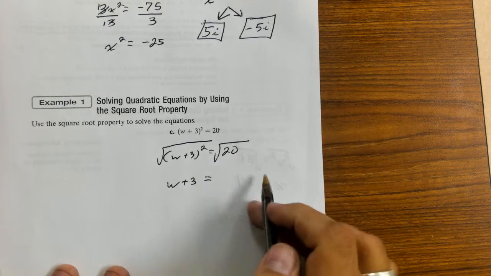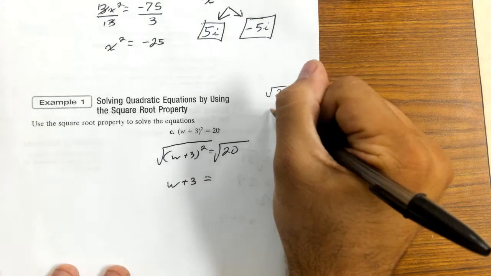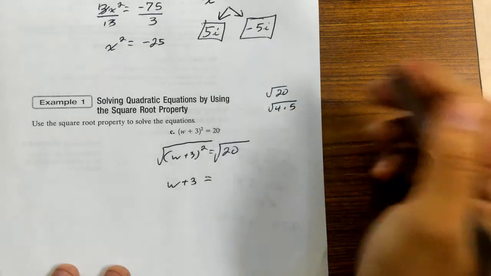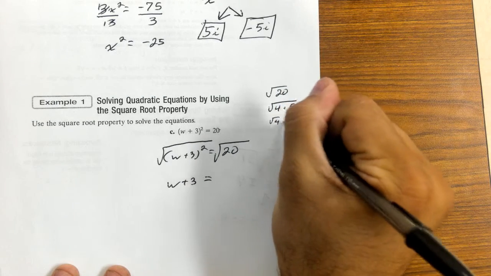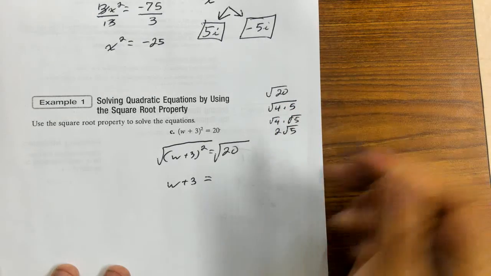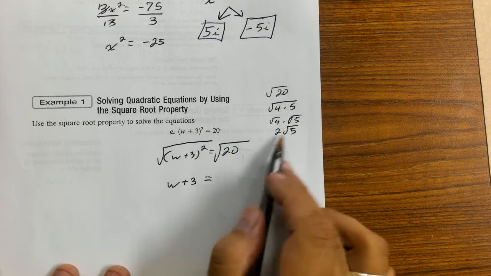And the square root of 20 does simplify. So the square root of 20, if we wanted to simplify that, simplifies to the square root of 4 times 5. And that simplifies to the square root of 4 times the square root of 5. That's 2 times the square root of 5. So that's what the square root of 20 simplifies to when you simplify this radical.